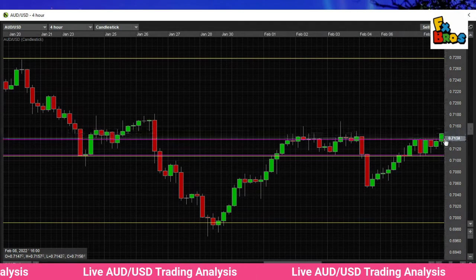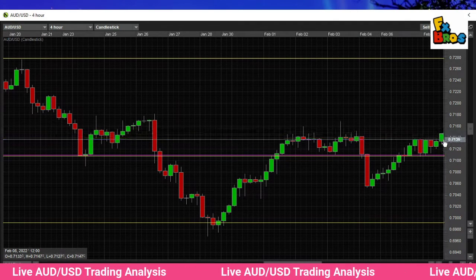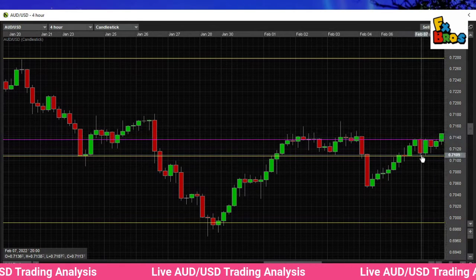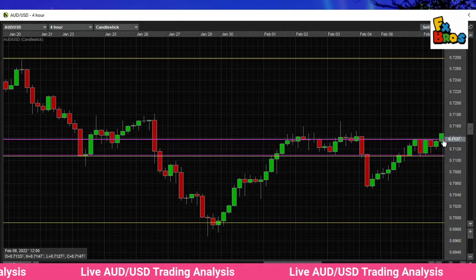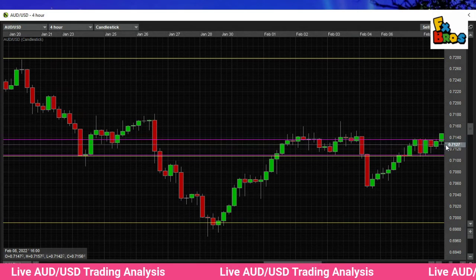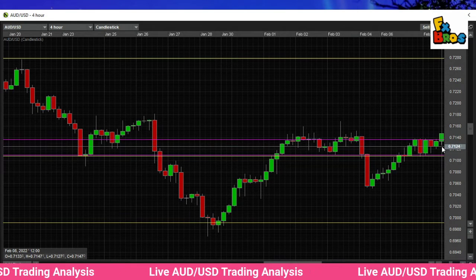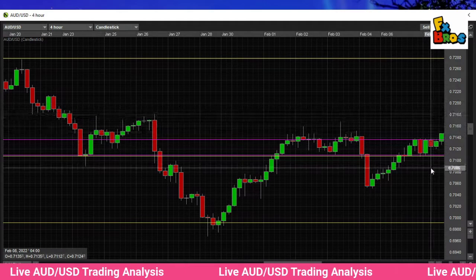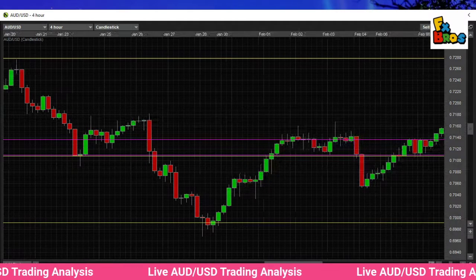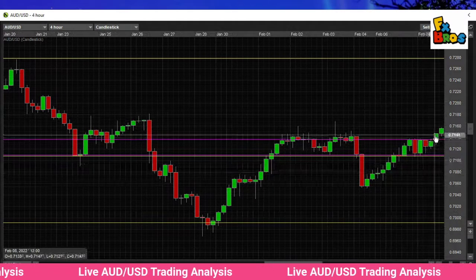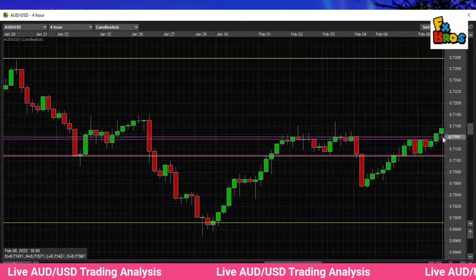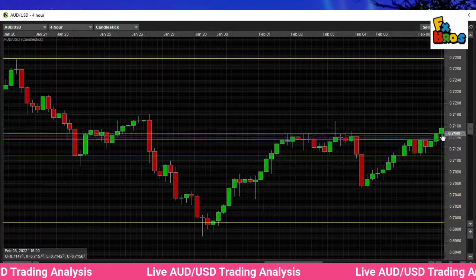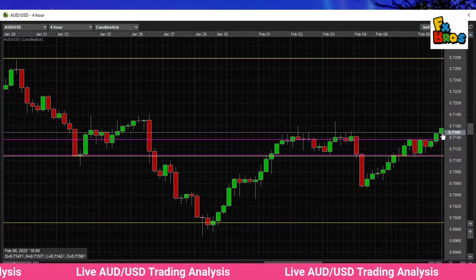Or I could wait for price to retest. Now the higher probability is to wait for a retest so you can get the best price with stops below here, and then let price continue higher. So let's see what happens. Bam. We get a little pullback and then price started pushing up higher.